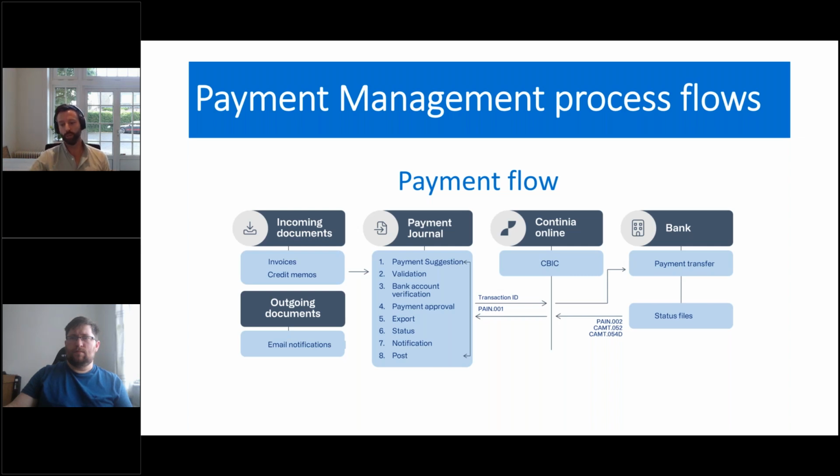The bank receives your payment, and after the payment has been processed and paid, you will receive a status file back, a status notification. I will show you, of course, inside Business Central what it looks like. These status files will be sent back via the CBIC, the Continia Bank Integration Component, and come back to you in the payment journal. So you always have the latest status on your payment.